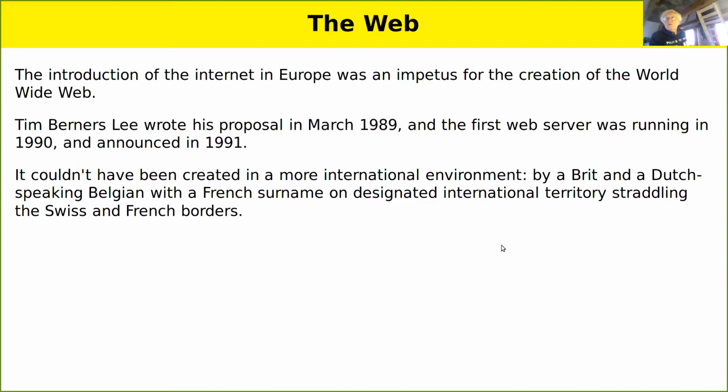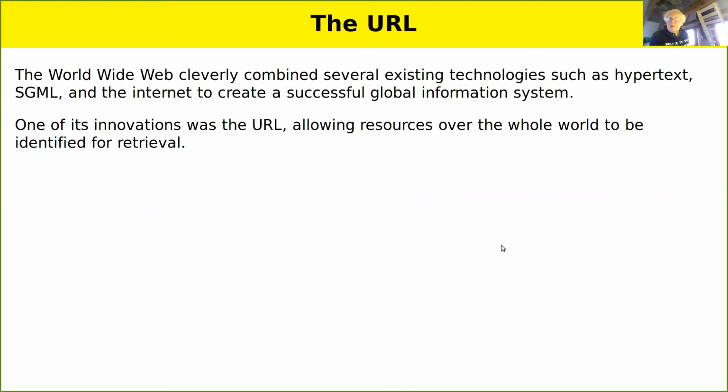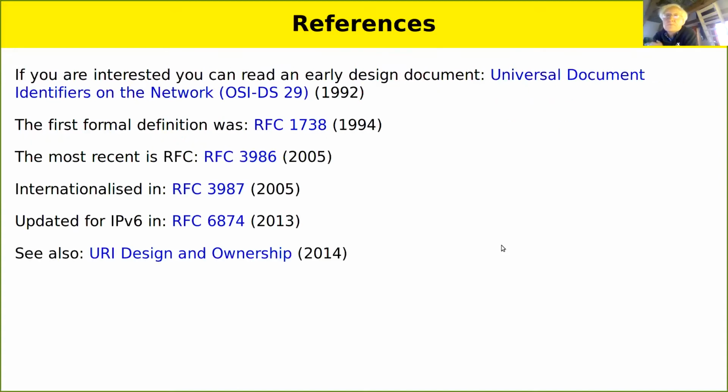He's a Brit. He was working with a Dutch-speaking Belgian with a French surname, Robert Cailliau, and they were working on designated international territory straddling the Swiss and French borders. The World Wide Web cleverly combined several existing technologies that were around there. Technologies like hypertext, SGML, the internet, and created a successful global information system. There weren't a huge number of innovations in the World Wide Web, but one of them was the URL, allowing resources over the whole world to be identified for retrieval.